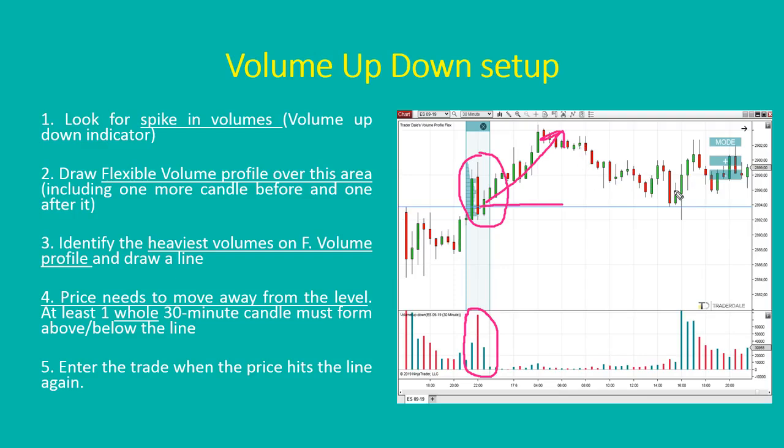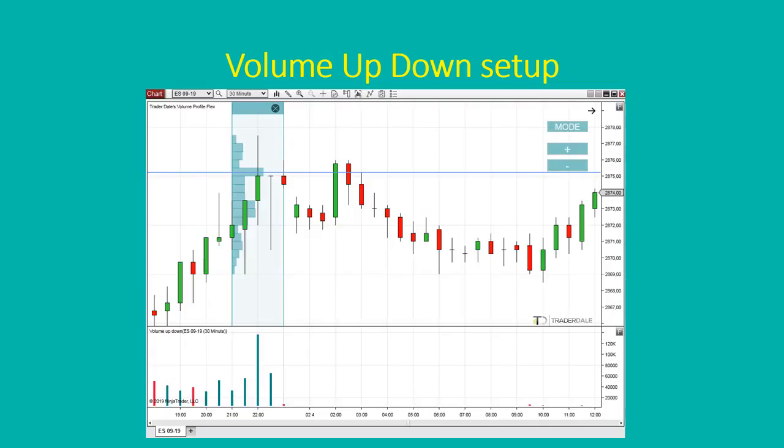And after it, you just wait for a pullback and you expect that those buyers from this area who pushed the price upwards will be defending their positions and they'll be pushing the price upwards again. That's the logic behind this setup. Let me show you one more example.